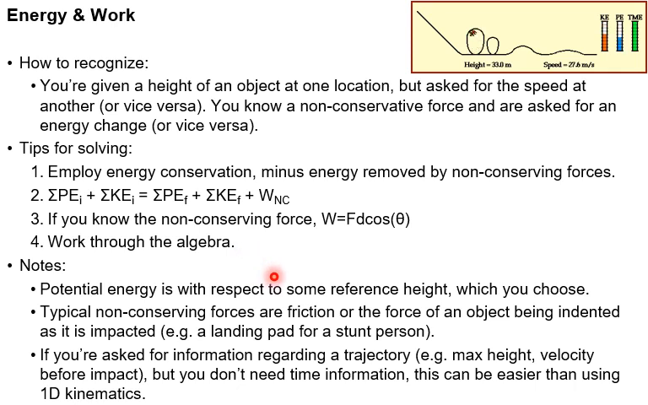So some notes here, potential energy, keep in mind this is always with respect to some reference height. You may have to choose this, or you may be told, hey, this given height is height 0. So the typical non-conserving forces that you need, friction is one that we deal with, sometimes we may deal with air resistance. If there's an object that's being dented in or indented as it's impacted, that's a good example of a non-conserving force. If you're asked information about a trajectory, but you don't need the time information, you may go with this option instead.